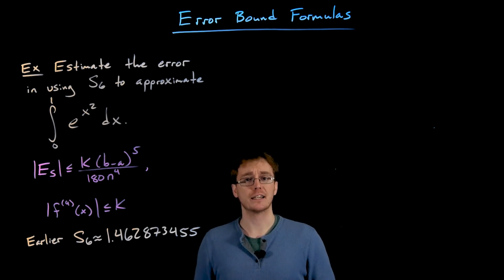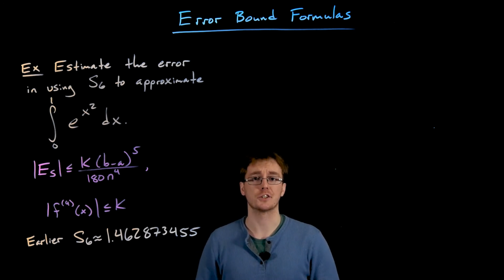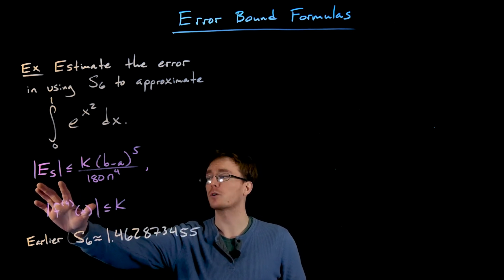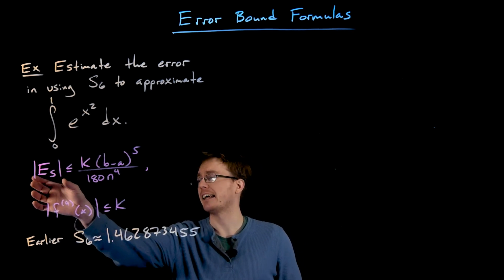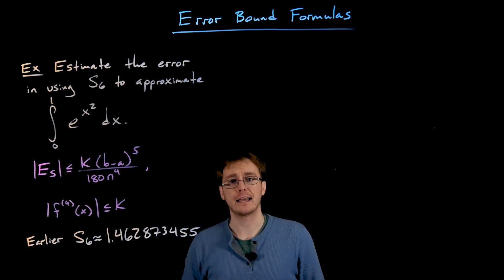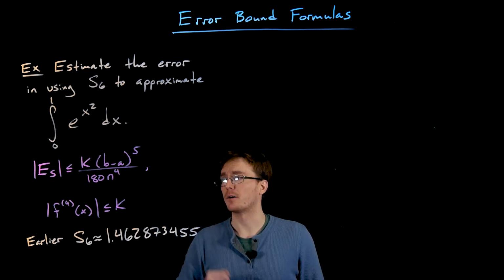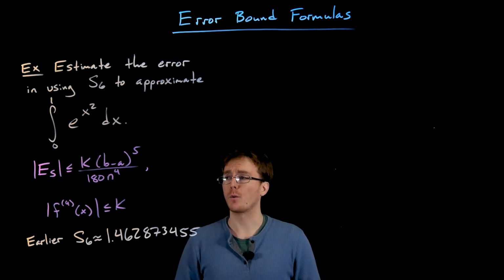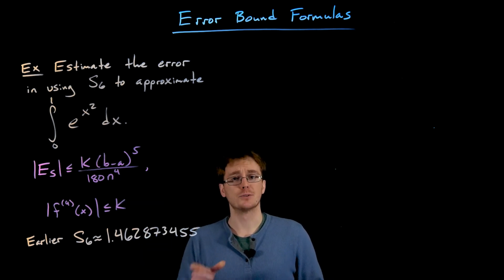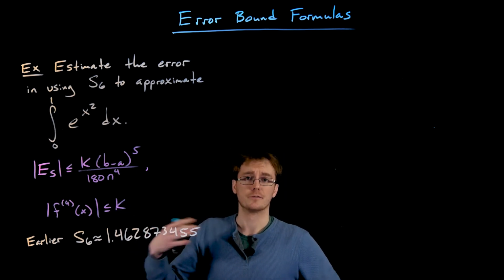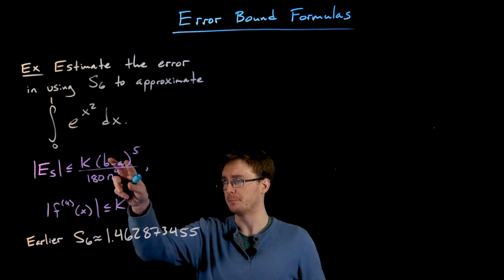This isn't a question we could answer earlier, but now that we've discussed our error bound formulas, we will be able to answer this question. And so the error bound formula we're going to need here is our special error bound formula for Simpson's rule that says the error in using Simpson's rule is always going to be less than or equal to that special number k times the length of our interval to the power of 5 divided by the quantity 180 times n to the power of 4, where n is the number of subintervals we are using in our original approximation.